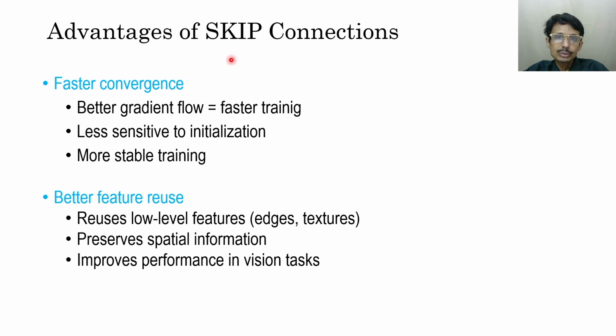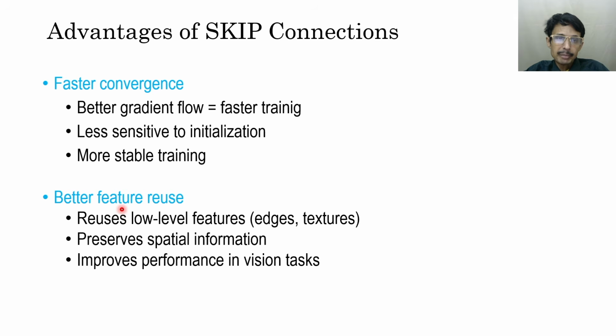And definitely due to this skip connection, the gradient flow is better, and the better gradient flow makes the convergence faster. That means faster training, faster convergence. And it's not that sensitive to initialization, because for making convergence very fast, we would otherwise have to deal with the parameter initialization very judiciously. So all these things are not that much of an issue because of this, and definitely more stable training.